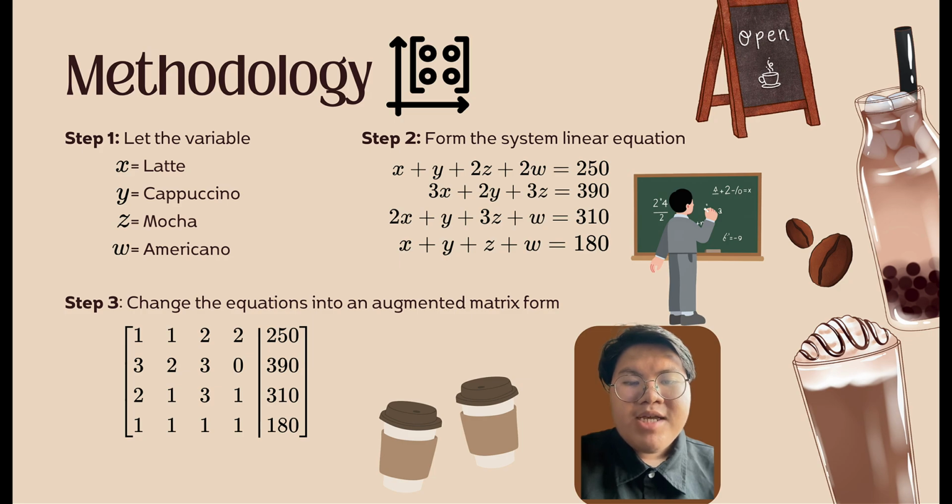Finally, in step 3, we translate the system into a 4x5 augmented matrix to prepare for row operations. The first row is 1 1 2 2 augmented by 250. The second row is 3 2 3 0 augmented by 390. The third row is 2 1 3 1 augmented by 310. And the fourth row is 1 1 1 1 augmented by 180. This sets up our data completely for the Gaussian elimination process.